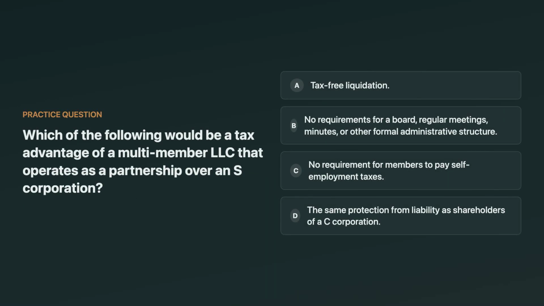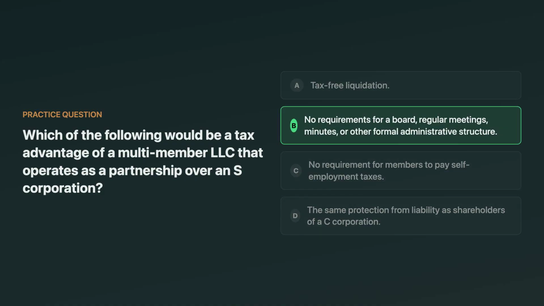Which of the following would be a tax advantage of a multi-member LLC taxed as a partnership over an S corporation? The choices include tax-free liquidation, fewer requirements for boards and meetings, no self-employment tax requirement, or the same liability protection as a C corporation. Think about which one is a real difference in how the entity must operate.